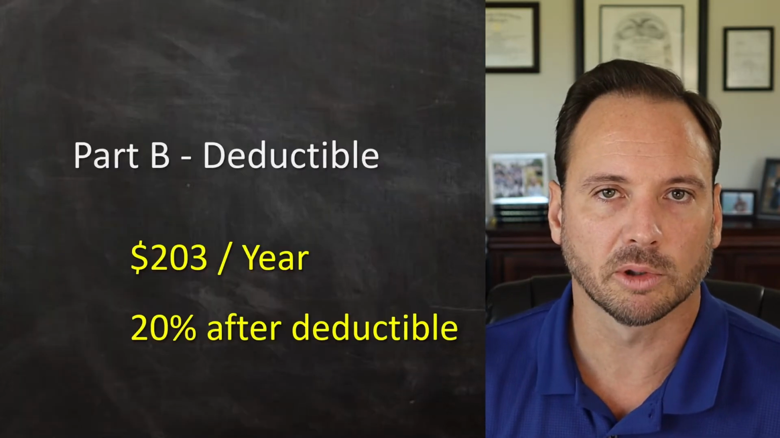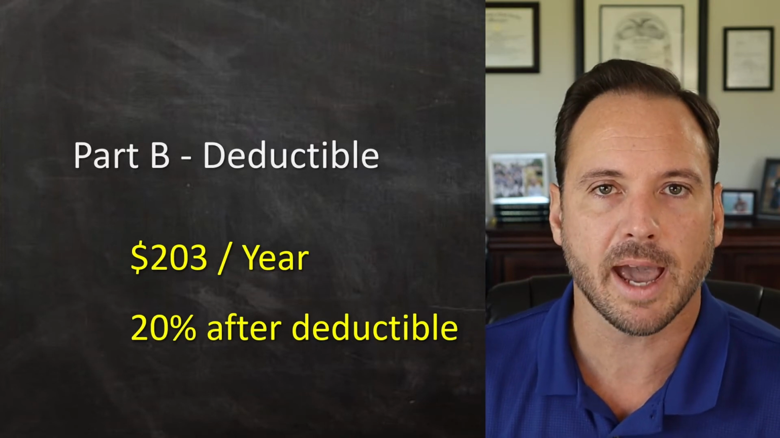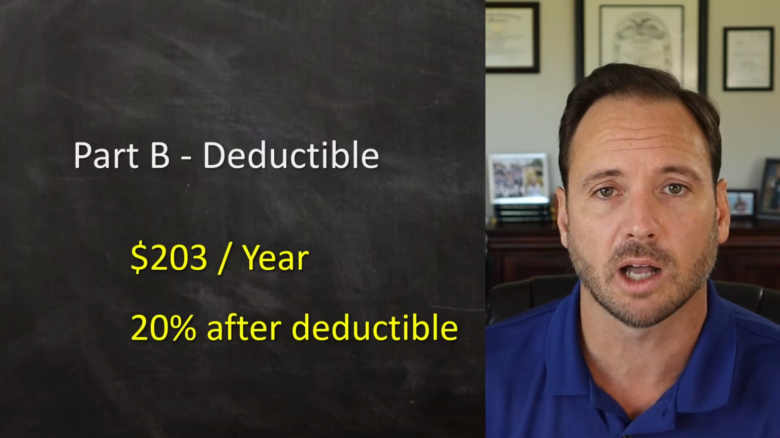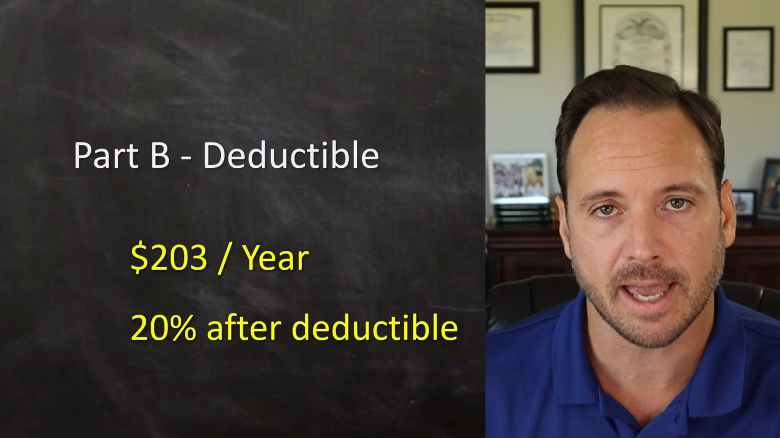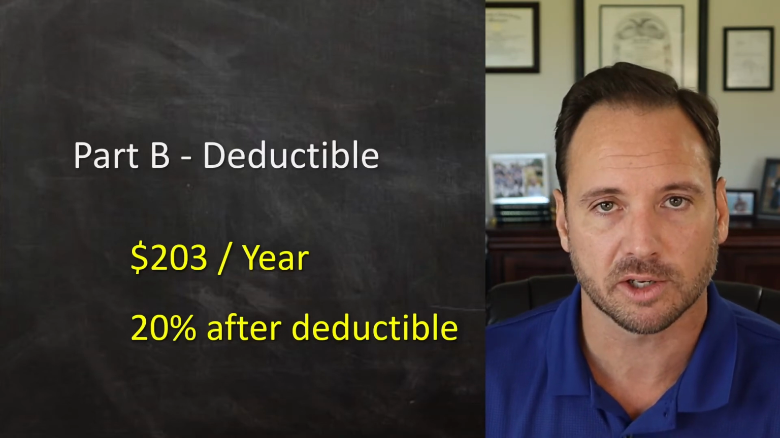Part B has an annual deductible, which is currently $203. This means you're going to be asked to come out of your pocket and pay the first $203 worth of medical expenses during the course of a year. After you've met that deductible, you have a 20% out-of-pocket requirement for the rest of the year.